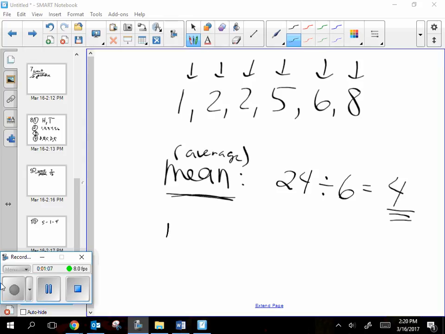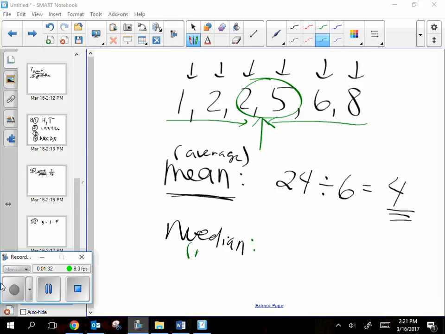All right, next is median. The median is the middle number. The only problem with this set of numbers is if I count in 3 numbers this way and 3 numbers that way, these two are both in the middle. So how do I find the middle of 2 numbers like that? I average them. Median means middle.